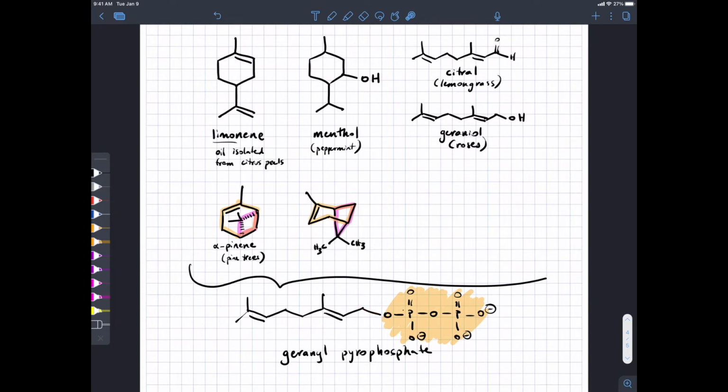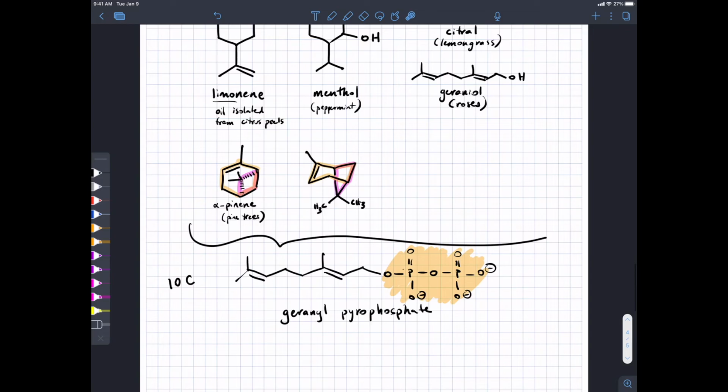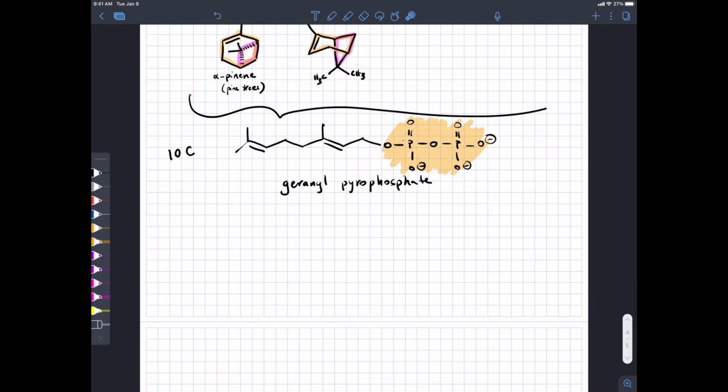Well, if you count the number of carbons that are in geranyl pyrophosphate, it's 10. And if you count the number of carbons in all of these molecules, it's 10. We'll do 1, 2, 3, 4, 5, 6, 7, 8, 9, 10. All of them have 10 carbons. And all of these have a basic subunit that is very useful to recognize, because it will help you generate hypotheses for how these things are synthesized. So the basic subunit is called an isoprene unit.